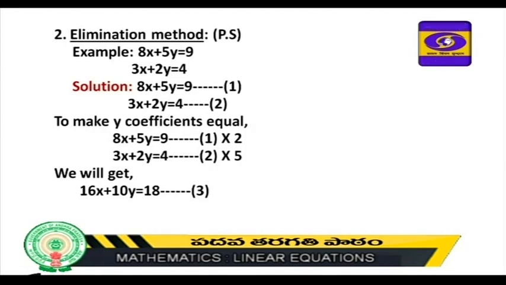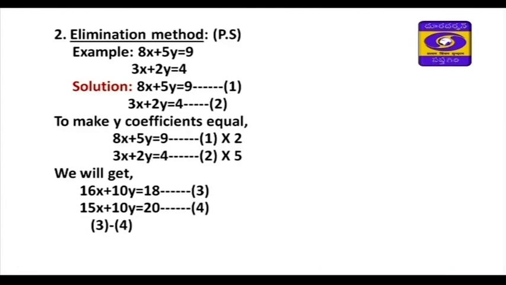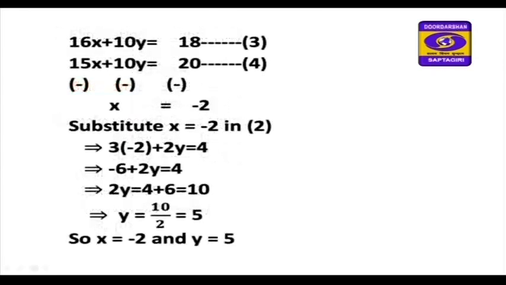We will get, if you multiply by 2, 16x plus 10y equal to 18, and 3x plus 2y equal to 4 will be multiplied by 5, then we will get 15x plus 10y equal to 20. So, if you observe the coefficients in both equations, those are 10y and 10y. Here the signs are same and the coefficients are also same. So, we can subtract these two equations, that is 3 minus 4: 16x plus 10y equal to 18 and 15x plus 10y equal to 20. This is the third and fourth.